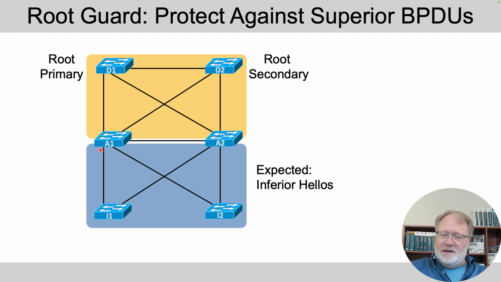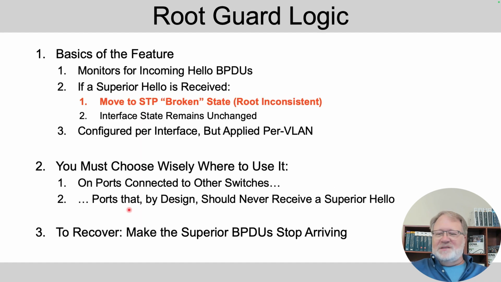And in particular, we'd enable it on these ports down on switches A1 and A2 that connect down to I1 and I2 because the feature monitors incoming BPDUs. So here are some incoming BPDUs from I1 and I2. Those should be inferior. If they're superior, root guard acts. What does it do? It changes the spanning tree state.